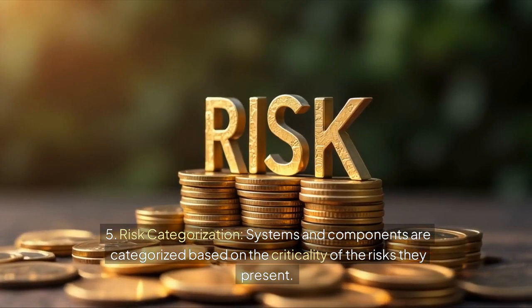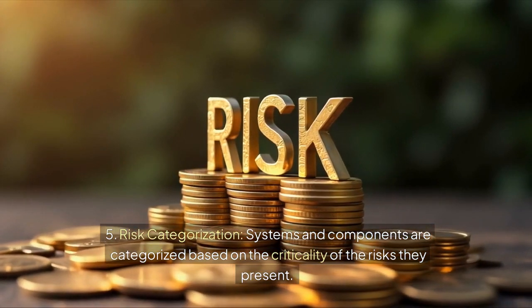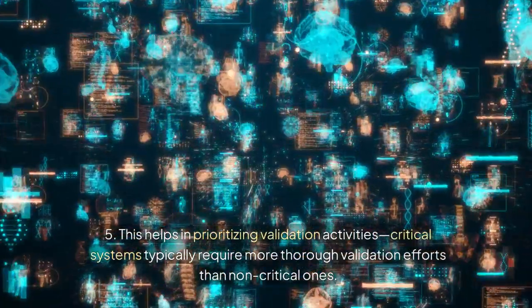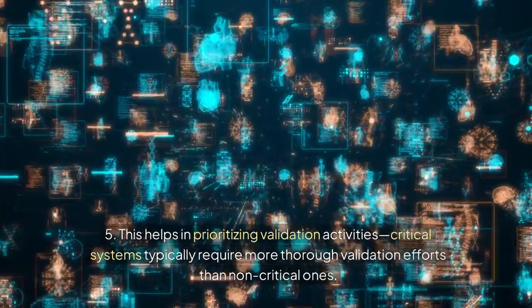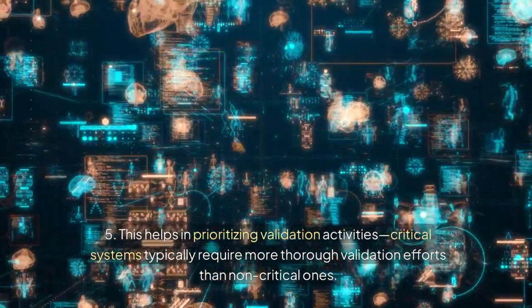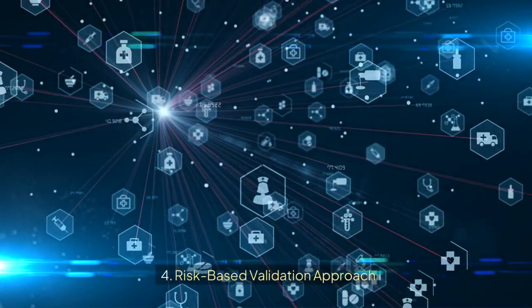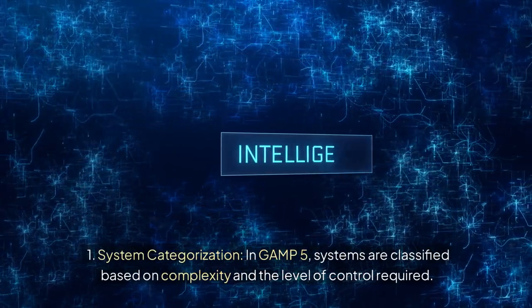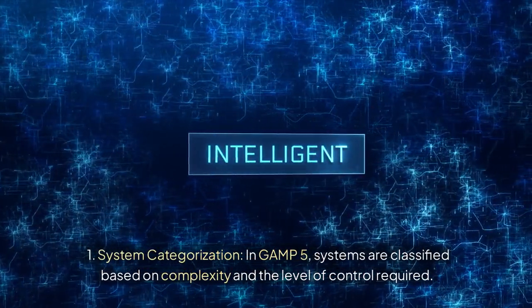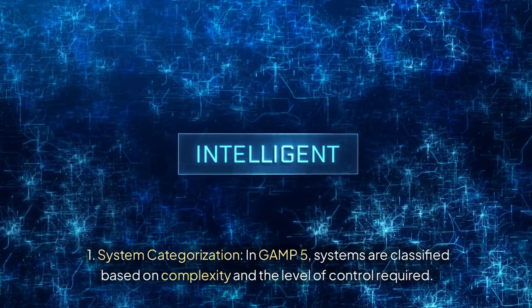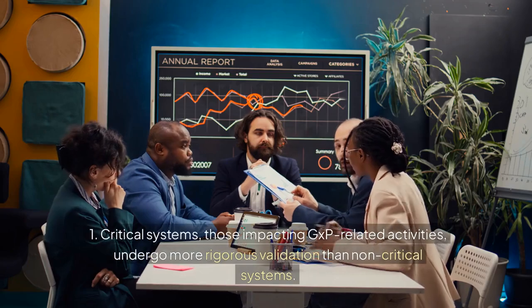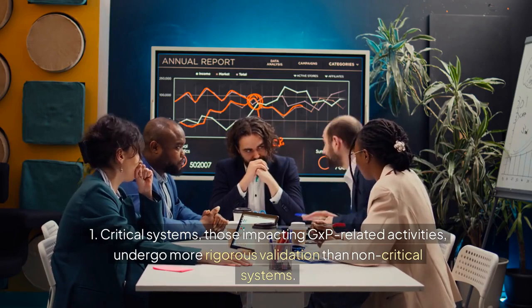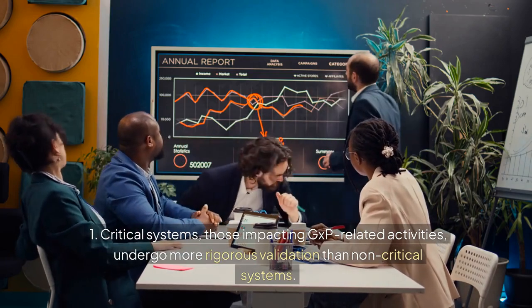Systems and components are categorized based on the criticality of the risks they present. 5. This helps in prioritizing validation activities. Critical systems typically require more thorough validation efforts than non-critical ones. 4. Risk-based validation approach. 1. System categorization. In GAMP 5, systems are classified based on complexity and the level of control required. 1. Critical systems, those impacting GXP-related activities, undergo more rigorous validation than non-critical systems.